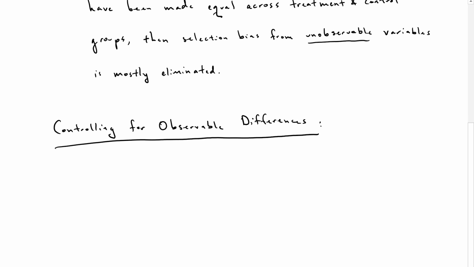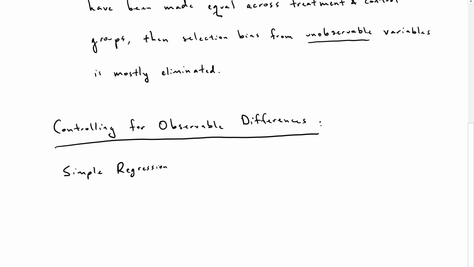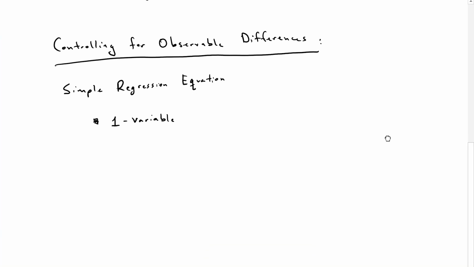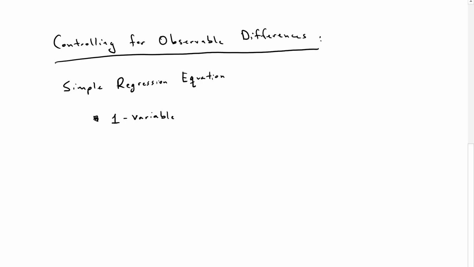That is going to start out from the basic foundation of a simple regression equation. Okay, and when we say simple, we just mean one variable. And then we're going to extend that to multivariate or multivariable regression. But a simple regression equation looks just like this.